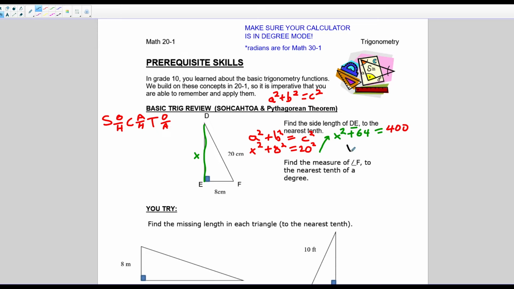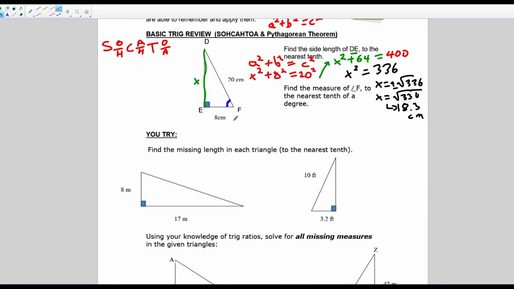We're going to subtract 64 from both sides. So we get 336 is the same thing as x squared. And taking the square root on both sides, we have x is equal to plus or minus the square root of 336. And because we're looking at a length, we know that it's going to be a positive length. So it's going to be the square root of 336, which is roughly about 18.3 centimeters.